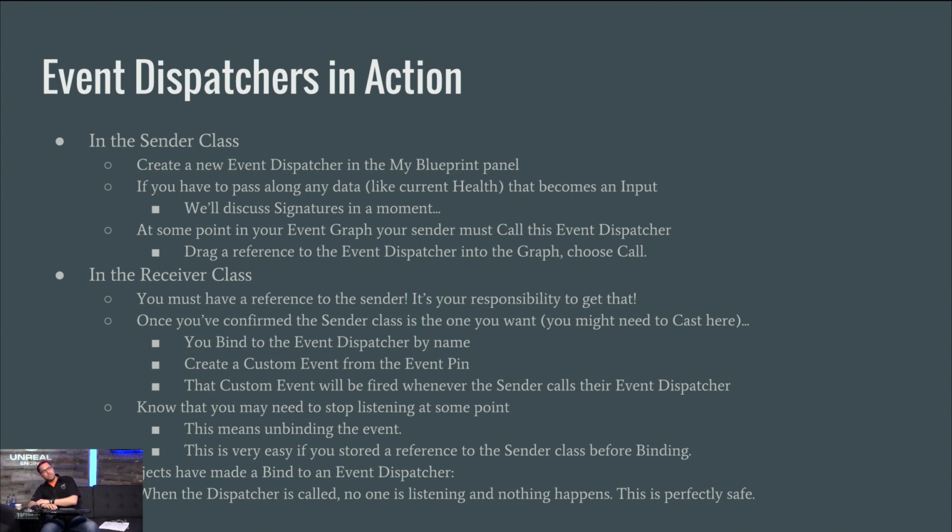Now, if no objects have made a bind to an event dispatcher, then nothing happens. That's simply it. Nothing will happen in response, and this is perfectly safe. That's totally fine. This means that when you're setting up event dispatchers for the first time, you can just set up your first one for your sender, and then know that later on down the road, you can tie things into it. And that may come tomorrow, that may come late in your game design, right? You know that it's there, and you could hook things to it if you want to.